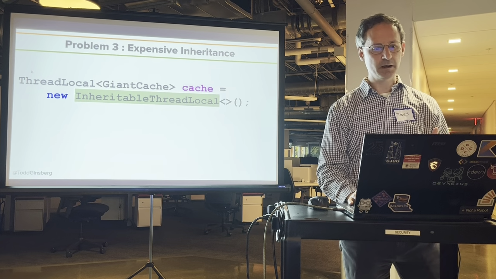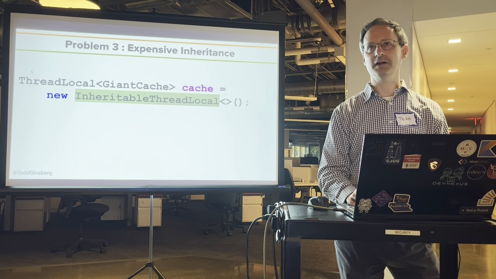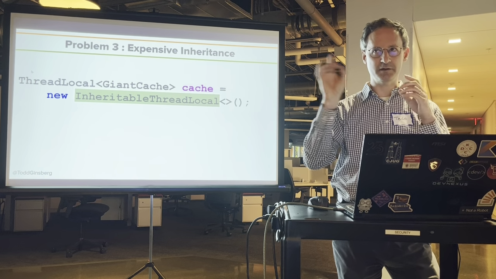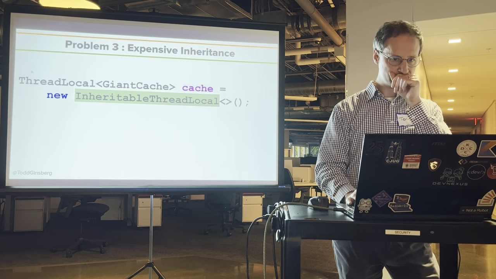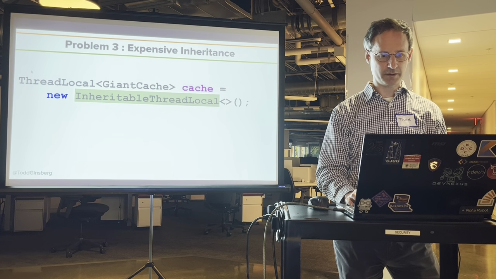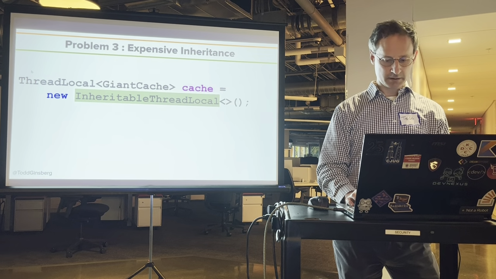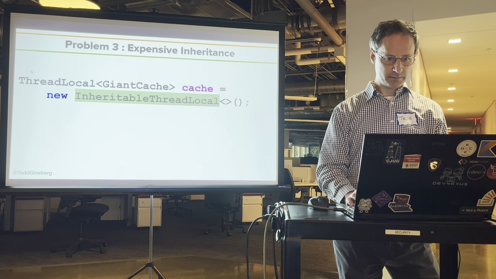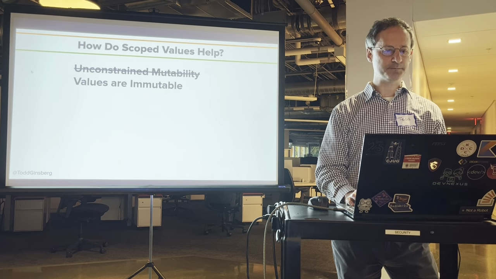It's also buggy if I'm using the thread local as a thread safe cache. Now I've got two threads using the same object. So you've probably maybe run into this one. I haven't used inheritable thread local very often. It is convenient, but it's also a good way to shoot yourself in the foot.